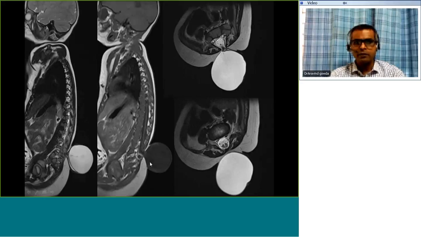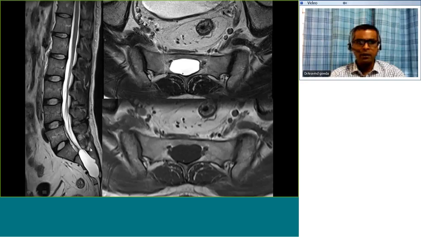You are not seeing anything here except for the meningeal covering. You can ask me how to differentiate this from open spinal dysraphism. In an open spinal dysraphism, as I told earlier, there will be no skin covering, whereas in this case there is a skin covering. So that is a posterior one.